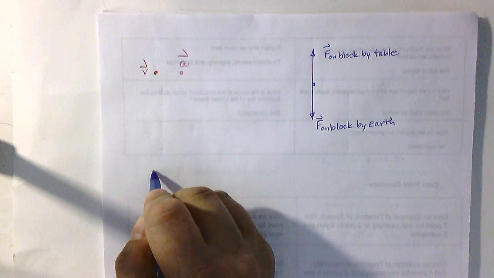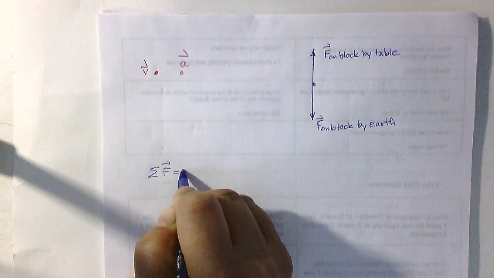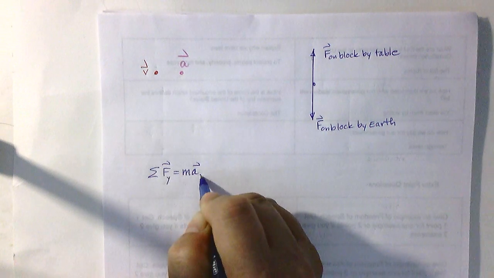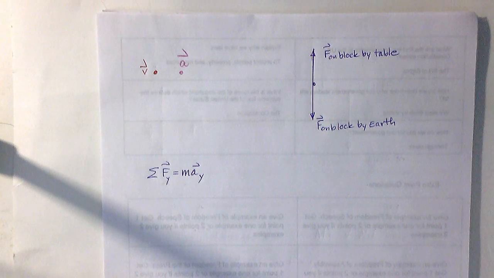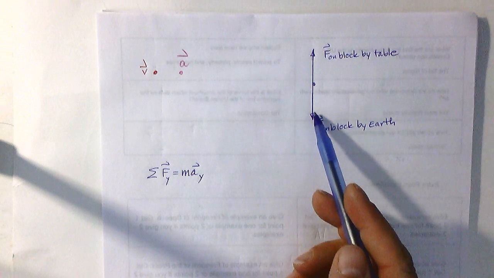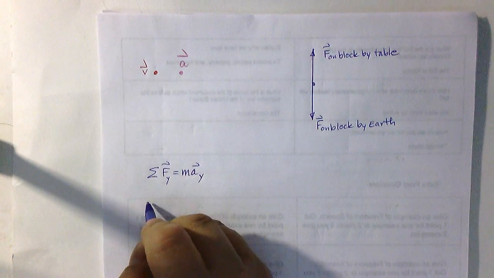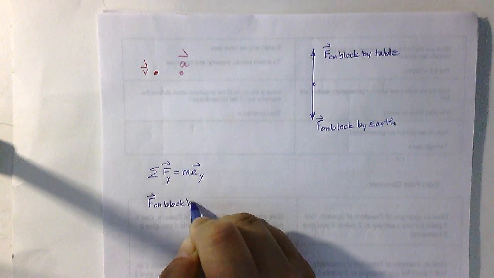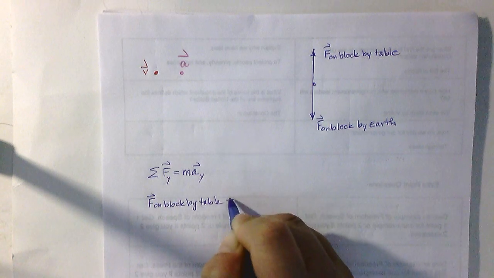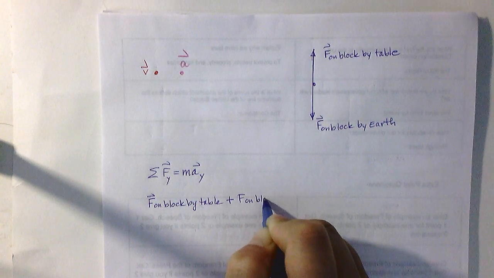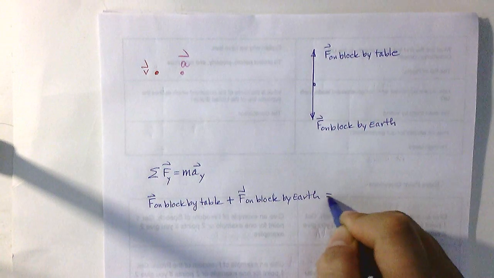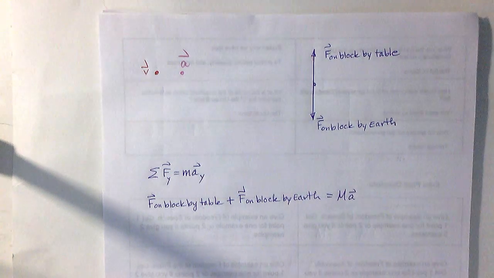We're going to use Newton's second law. So we're going to write the sum of the forces equals ma. We're in the y direction again. We're going to substitute in from our free body diagram into the summation part. So this is force on block by table plus force on block by Earth, and that's equal to ma.